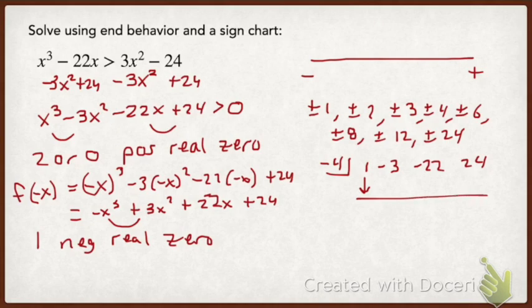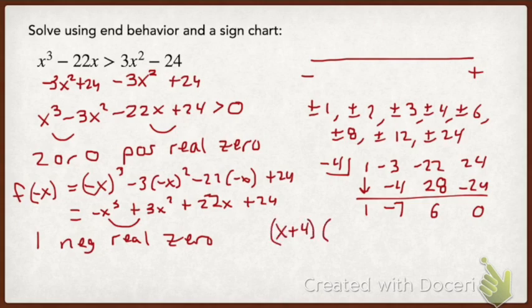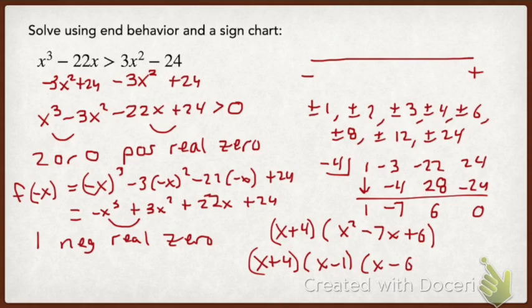Our coefficients are 1, negative 3, negative 22, 24. And we bring our things down here. We have 1, this is negative 4, negative 7, multiply, get 28, this is 6, this is negative 24, we get 0. So we know we have x squared minus 7x plus 6. And if we factor this further, we have x plus 4, x minus 1, x minus 6. Those are my zeros. So we know we have a negative 4, we know we have a 1, and we know we have a 6.